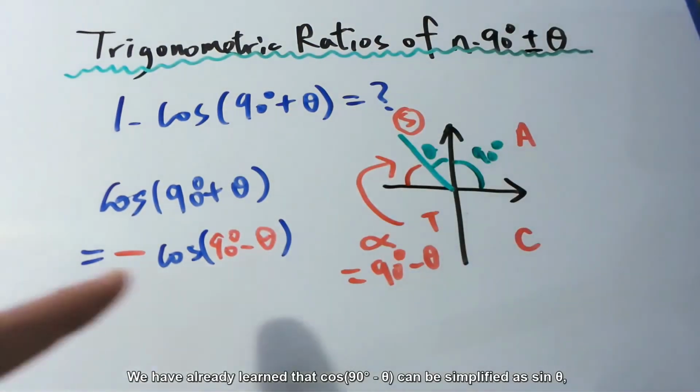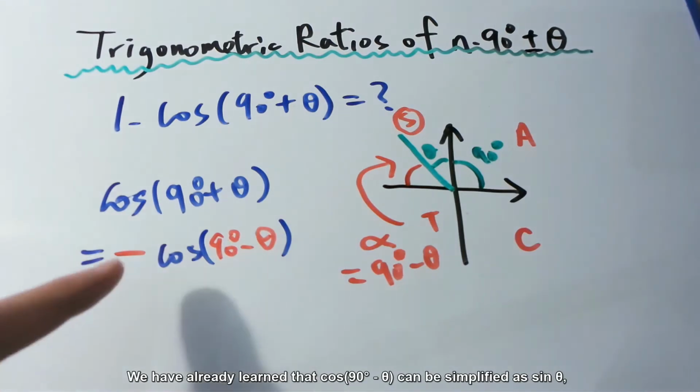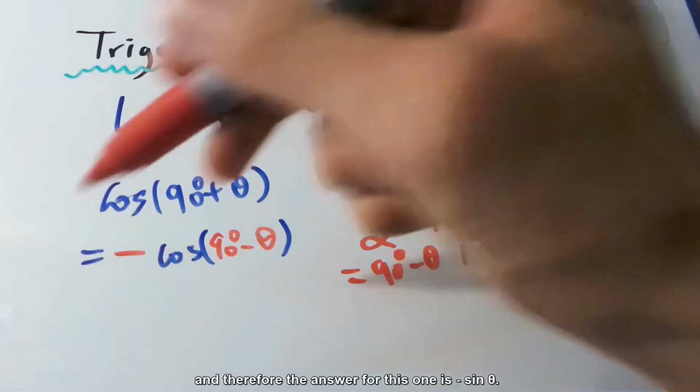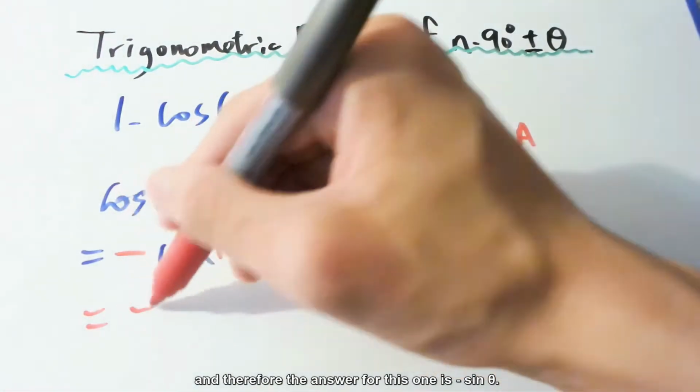We have already learned that cosine 90 degrees minus theta can be simplified as sine theta. And therefore, the answer for this one is minus sine theta.